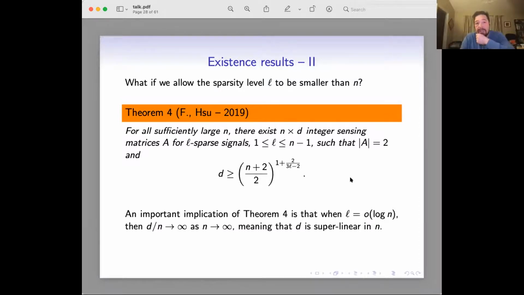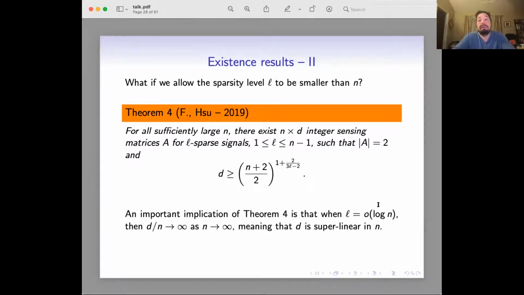Now, one implication here is that in principle I'm allowed to take L as big as N minus 1. But if I take L to be small, just little o of log N, then as N tends to infinity, D over N also tends to infinity. So this means that D is bigger than linear in N. Remember in all the previous results I showed you, D had to be just a constant multiple of N, whereas here it's bigger.